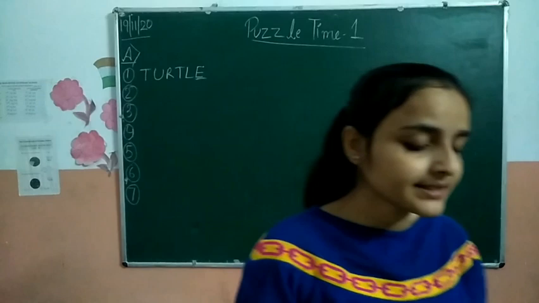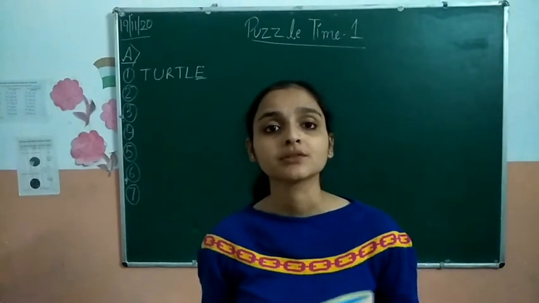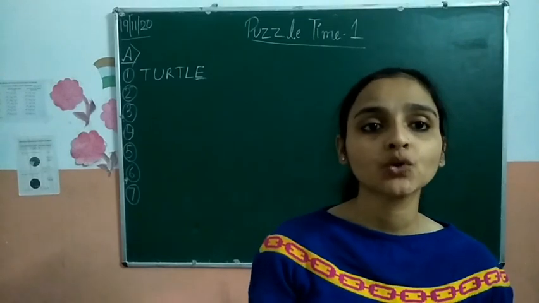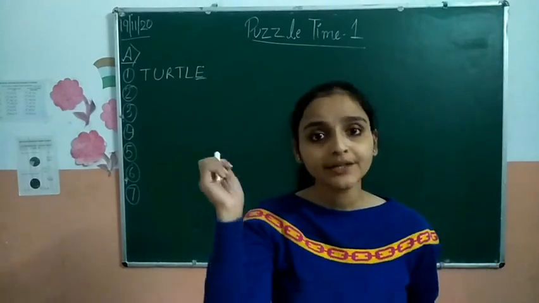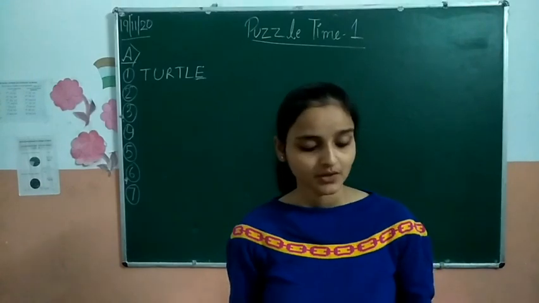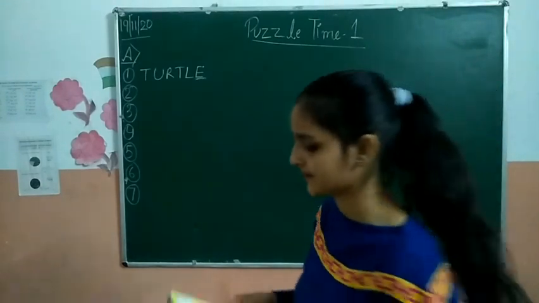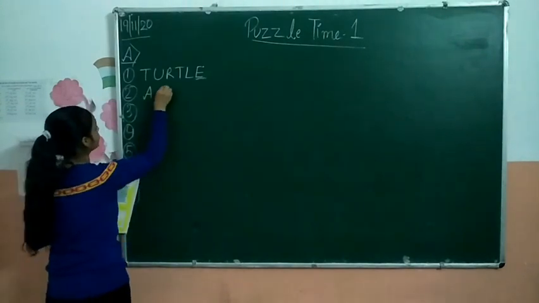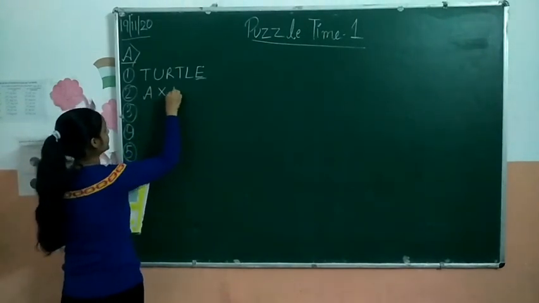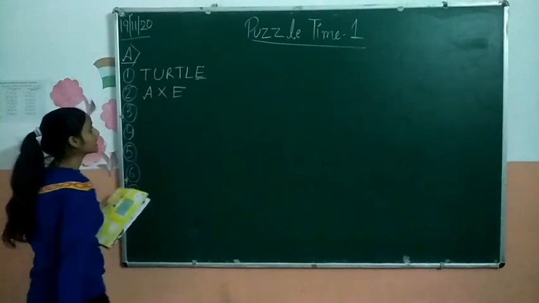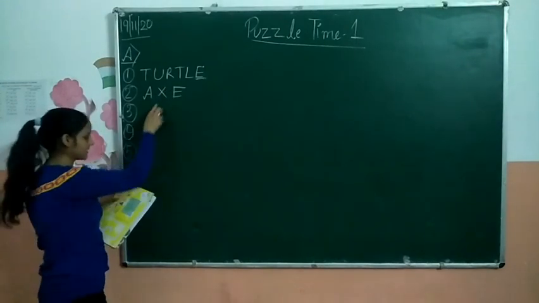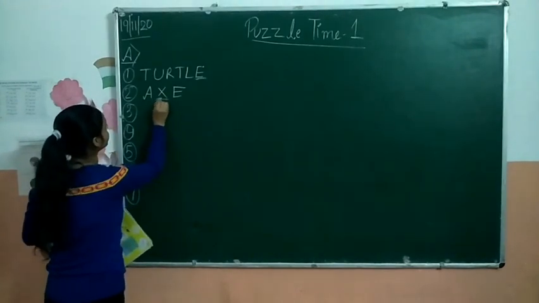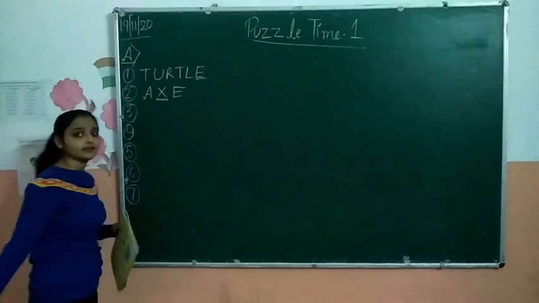Now look at the second shadow. Which shadow is this? This is an axe. Axe means kulhari, which is used to cut wood. Yes or no? So this is called axe. Write down in the place of second, A-X-E. Okay. Now look at X. X comes in the purple box. So I am going to underline it. Okay.